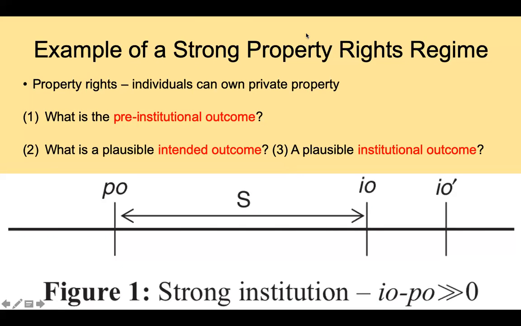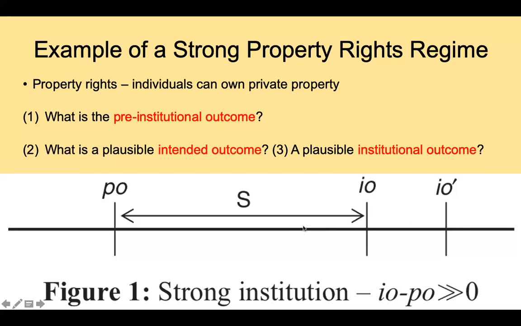Our question: what is the pre-institutional outcome? That outcome is the king, the queen, the state can take control of whatever they want and do. They can seize or appropriate or expropriate or annex whatever it is that they would like, regardless of who it is or how they came about it. The plausible intended outcome would be the protection of the ownership of individual assets by private individuals. And a plausible institutional outcome could be the protection of the ownership of most assets, right?